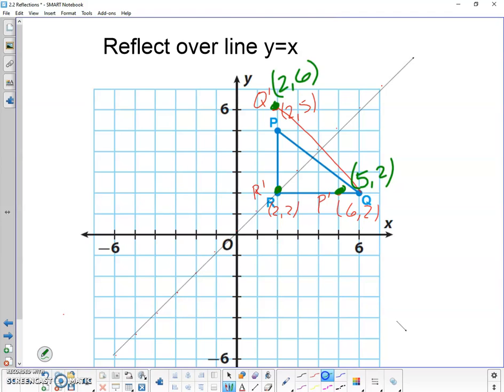What happened to our coordinates? Okay, Q was at (6,2) and Q prime is at (2,6). What do I do with the coordinates? I just flip-flop. So I just change my x and my y around.